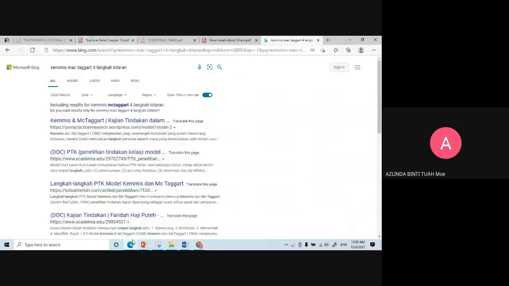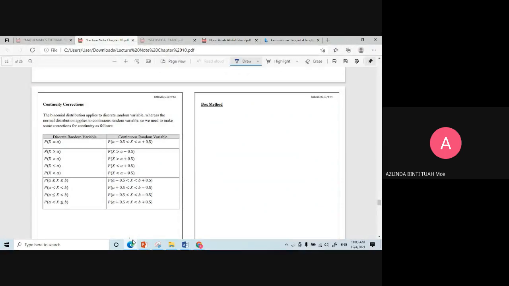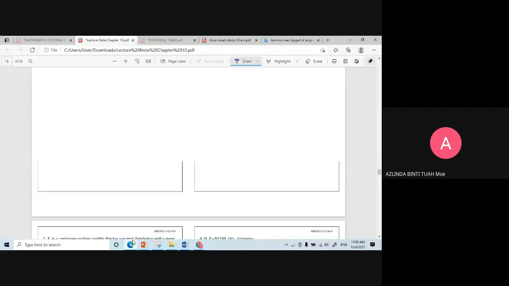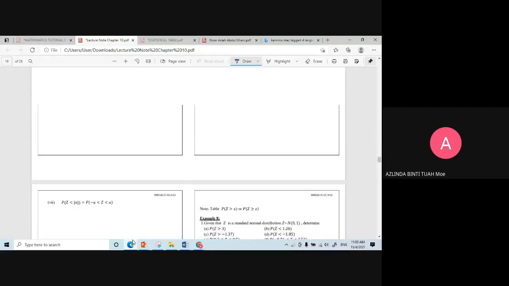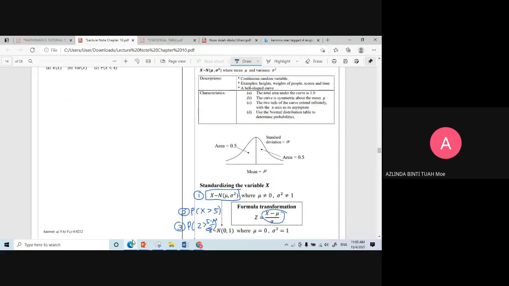Okay, continue with normal distribution. 10.3, the second last subtopic. Okay, yesterday we learned about this one. How can we identify the question is normal distribution?